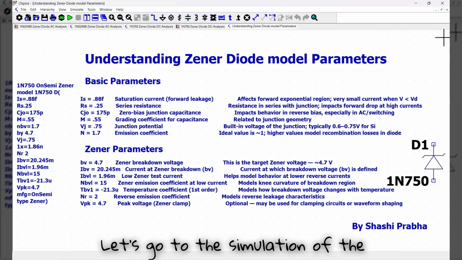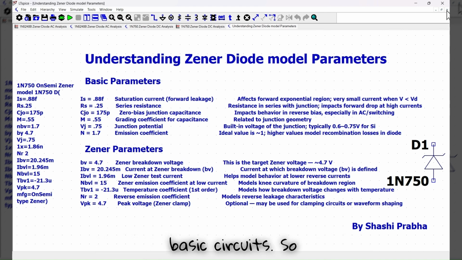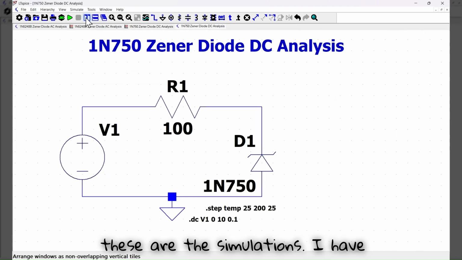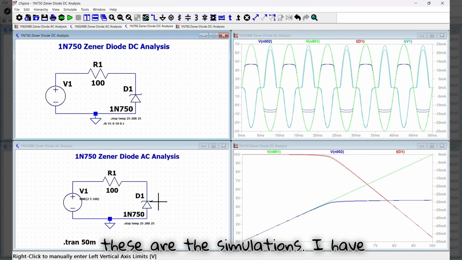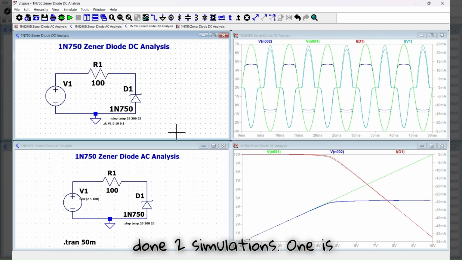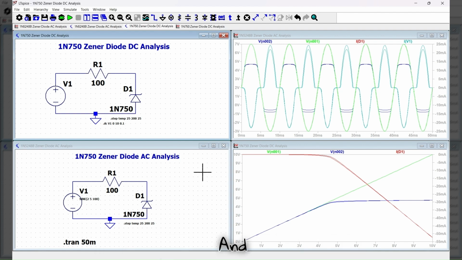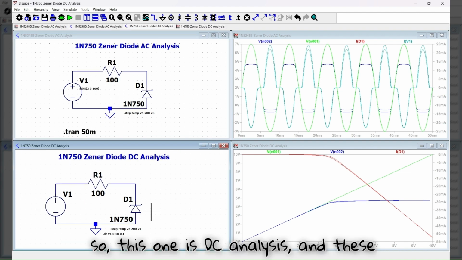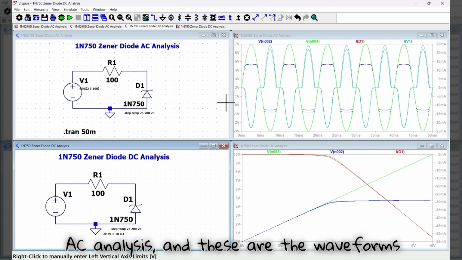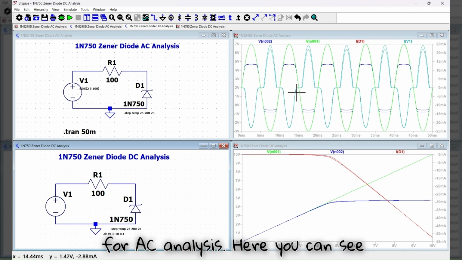Let's go to the simulation of the basic circuits. So these are the simulations. I have done two simulations. One is AC analysis and one is DC analysis. So this one is DC analysis, and these are the waveforms for it, and this one is AC analysis, and these are the waveforms for AC analysis.